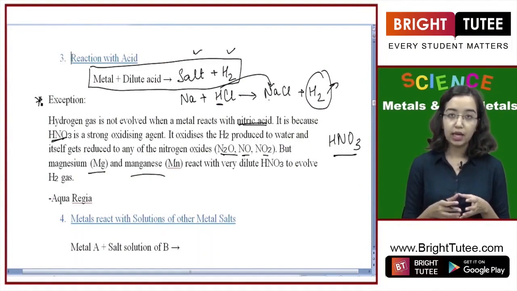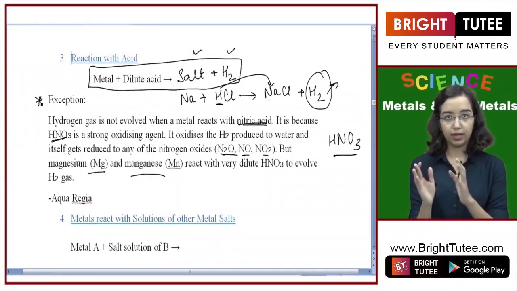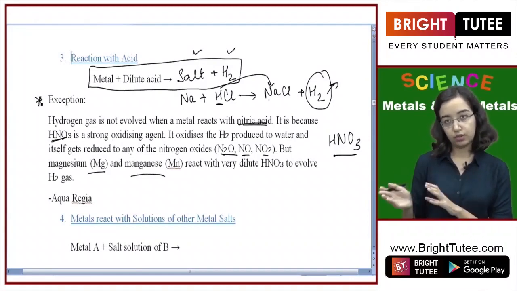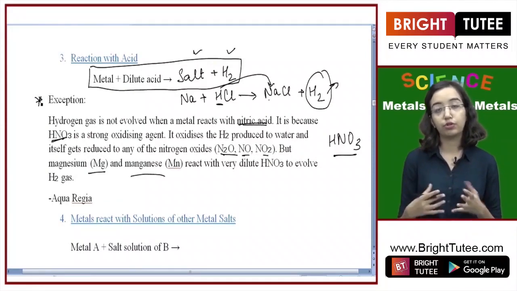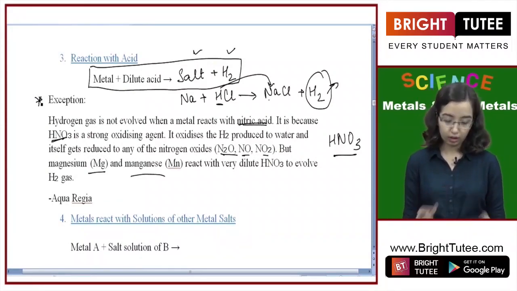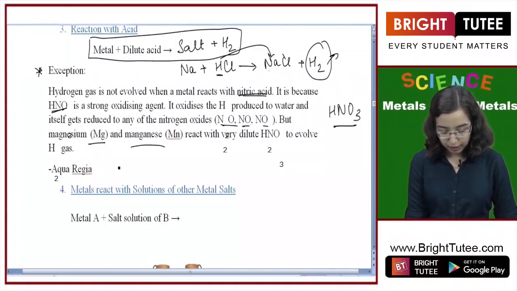You must remember this because at certain times you have this instinct of saying that metal will react with an acid to form salt and hydrogen gas, but it is this exception which is because of the oxidizing property of HNO3. Okay. Now there is one special kind of acid.